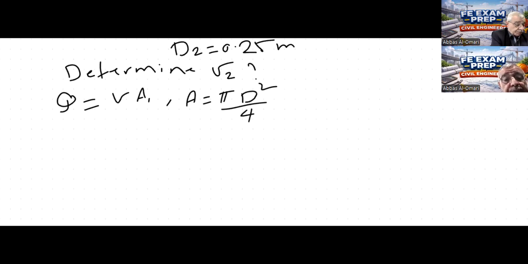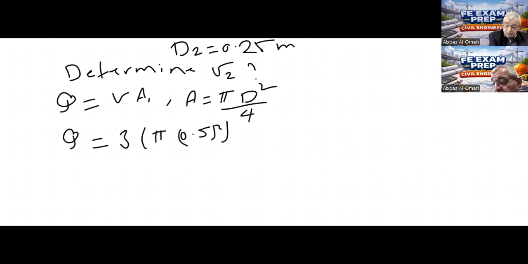So Q equals V, which is 3 meter per second, by A, which is pi D1 square over 4, with D1 equal to 0.5. So the flow is 0.59 meter cube per second. So this is the flow.